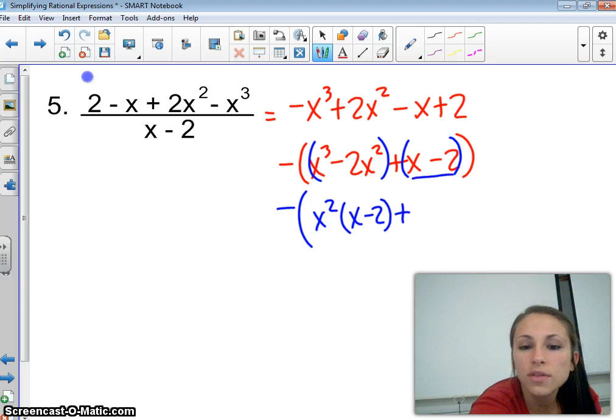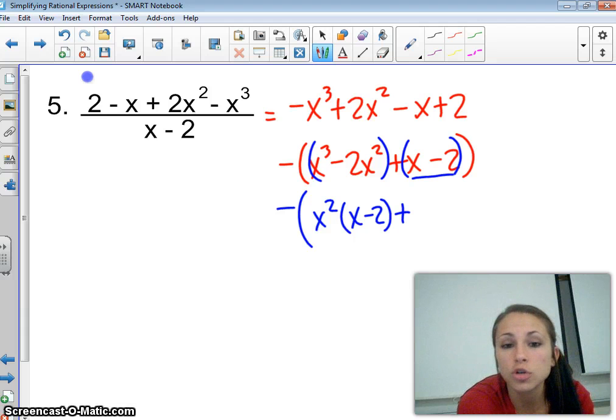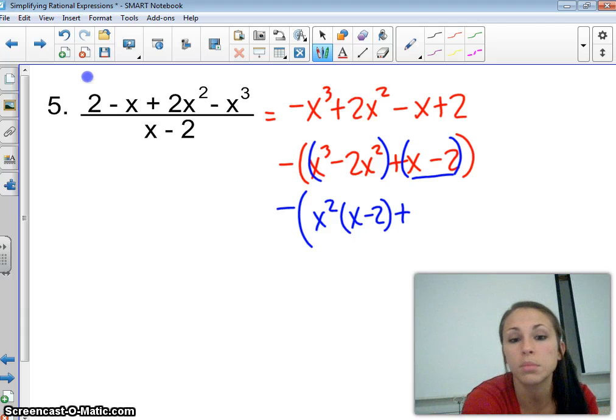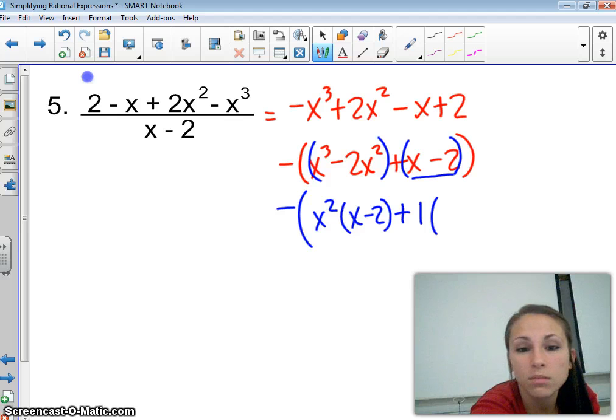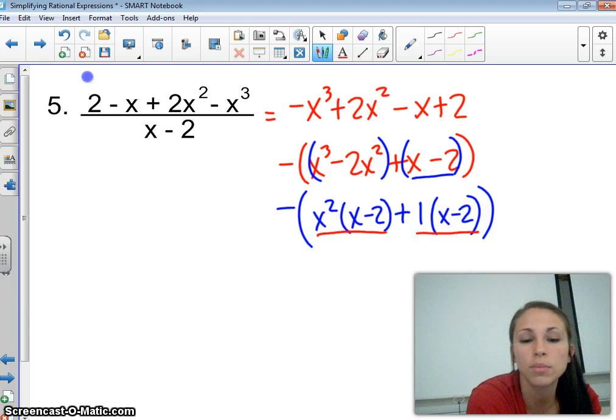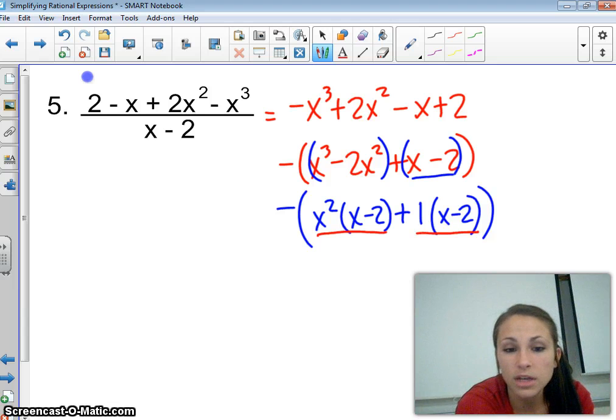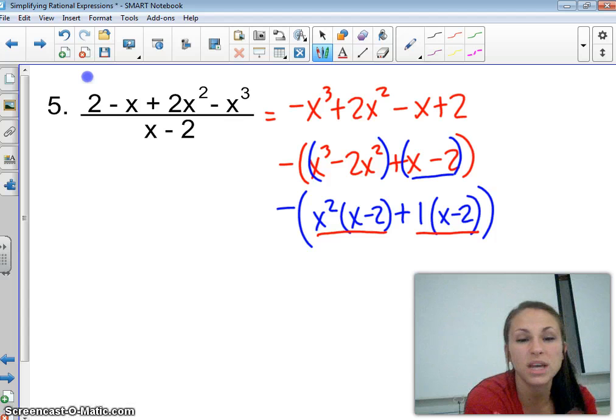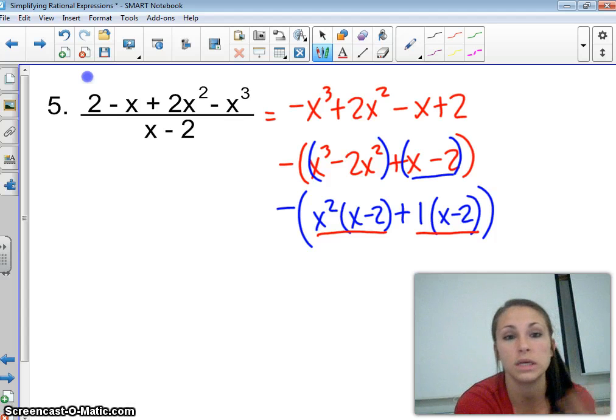Plus, there's nothing really to factor out of that last group, so I can kind of factor out a 1, because if I do, it won't really change anything. And so this is going to end up giving me x minus 2. It doesn't change it. And so now when I factor, I've got two terms. I've got this term and I've got this term. And remember, those two terms have in common that x minus 2 now. So it's kind of like we're factoring out another GCF.